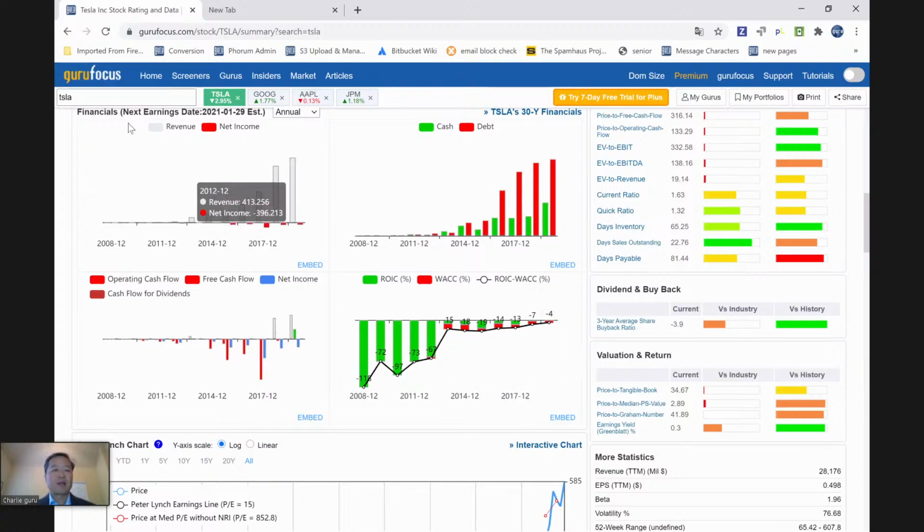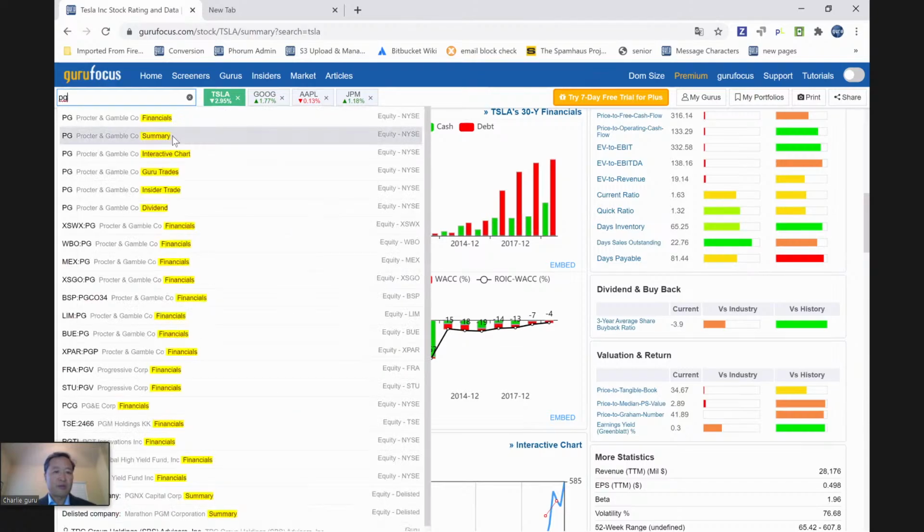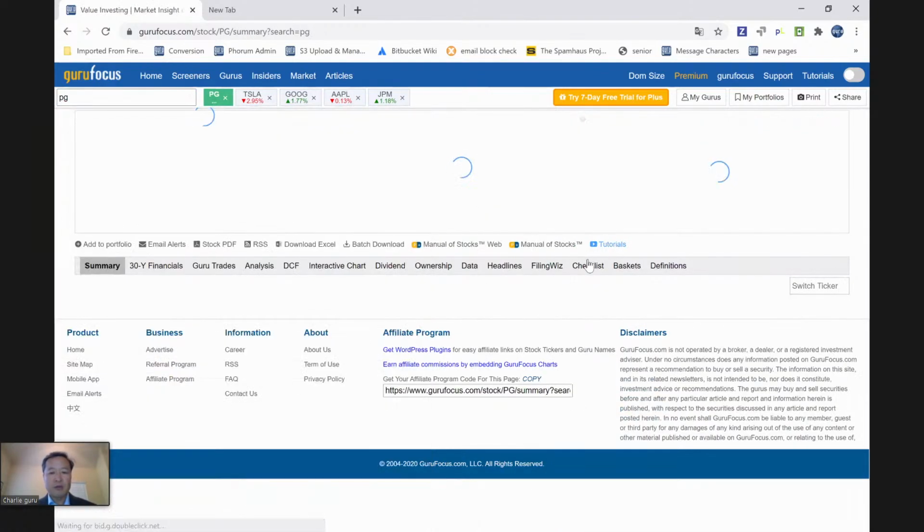Now, things might be getting better. And let's try another company, a more traditional company like Procter & Gamble here.